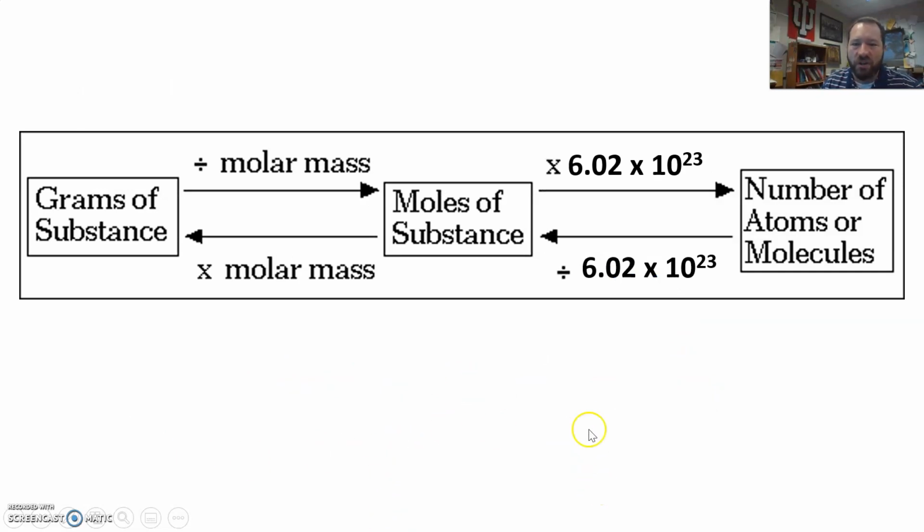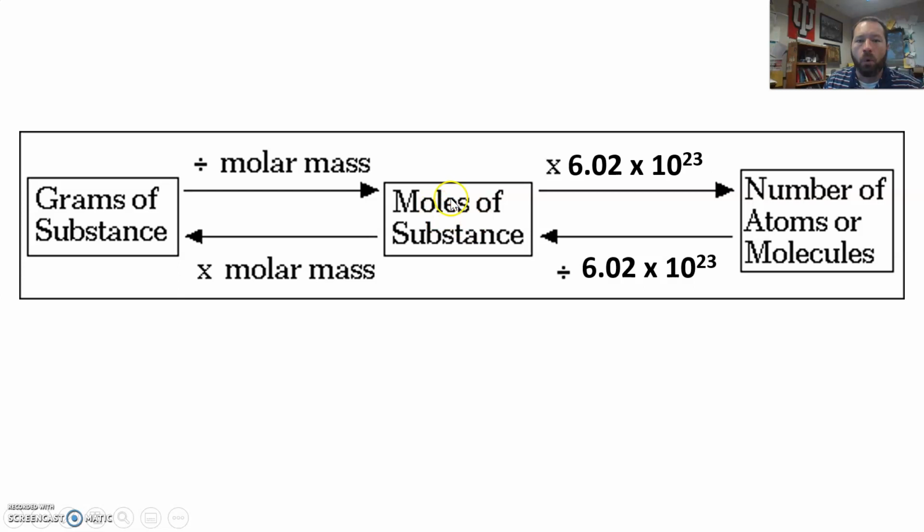I always found this chart a really, really helpful chart, so hopefully you guys do as well. There are basically 3 conversions we're going to be making, and moles always happen to be in the middle here. You might have grams of a substance and want to know the number of moles, in which case you divide by the molar mass. The molar mass is the mass we just looked at, the grams per mole on the periodic table.